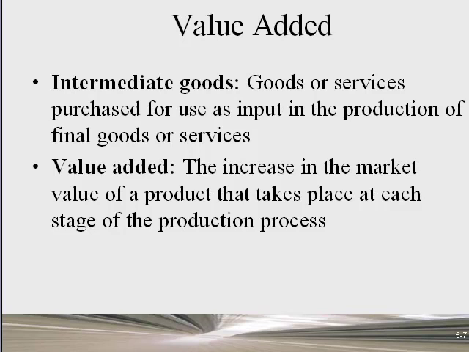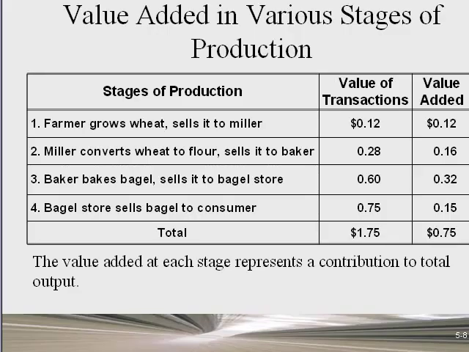The value added approach is another approach, where at every stage you look at what was produced and how much value was added, and finally we look at the final goods and services. The intermediate goods are simply goods that are used in the production of final goods, and this takes place at each production process.